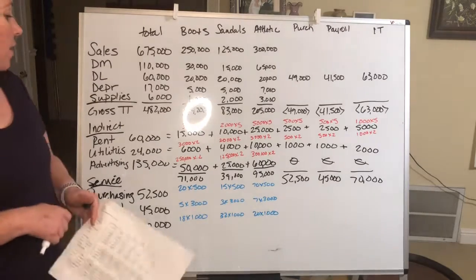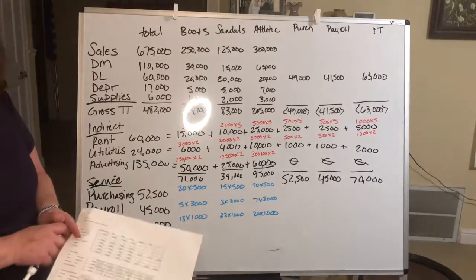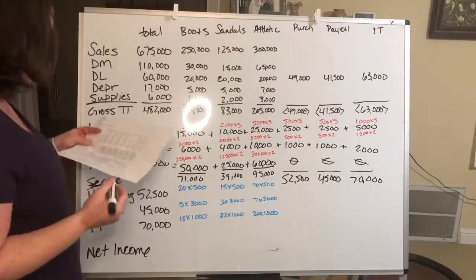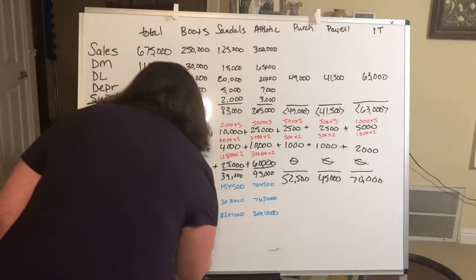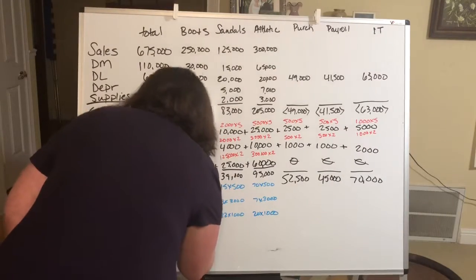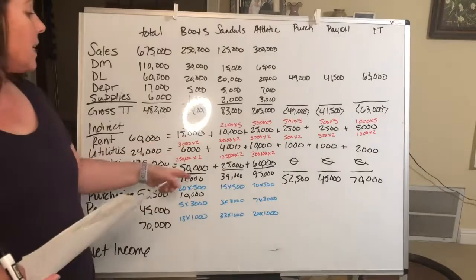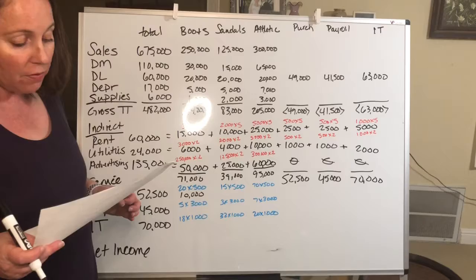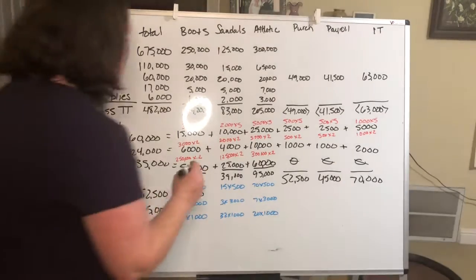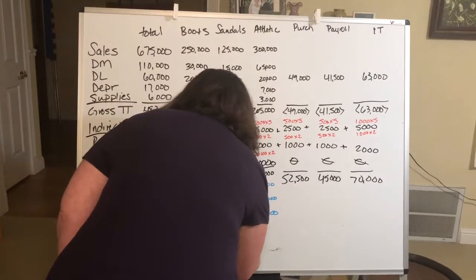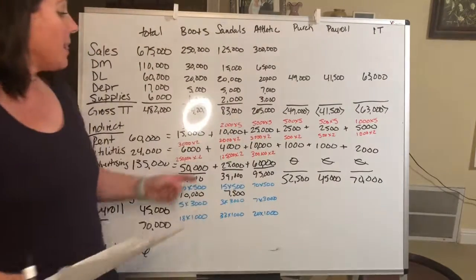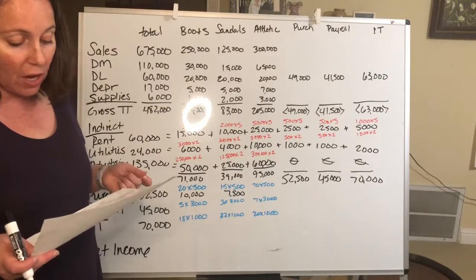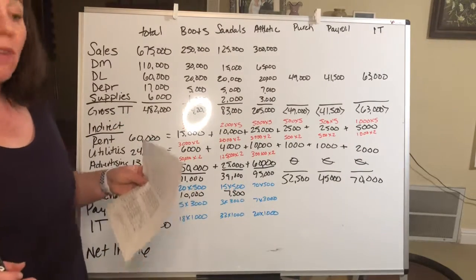So we have the number of each of those things that our profit centers used. It turned out that Boots opened 20 purchase orders. So their allocation of purchasing costs is $10,000. Sandals had 15 purchase orders. So their allocation of purchasing costs is $7,500. Athletic had 70 purchase orders. So their allocation of purchasing costs is $35,000.